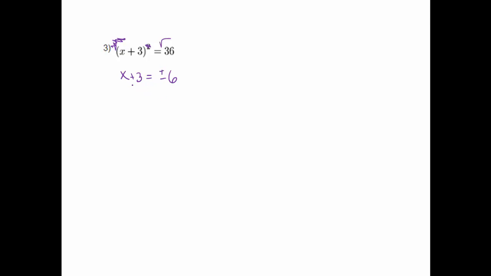And now here, solving for x, we're just going to subtract 3. So now I'm going to get x equals positive 6 minus 3 is 3, and then negative 6 minus 3 is negative 9. Okay, number 4, 2x squared minus 8 equals 9x.